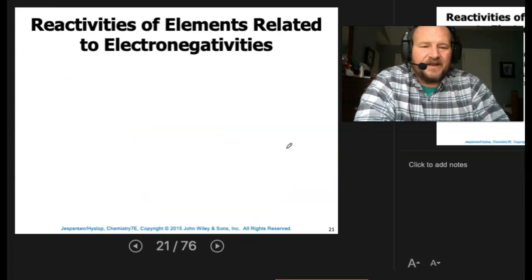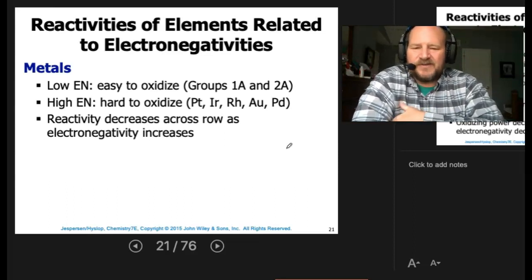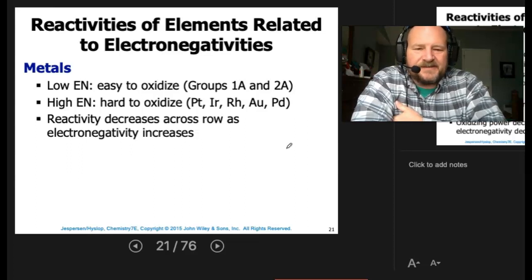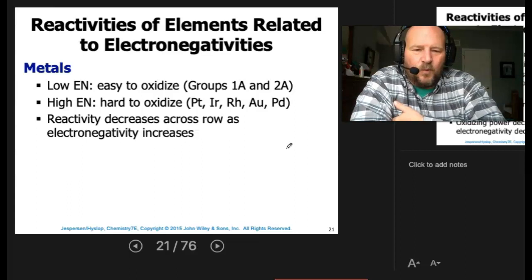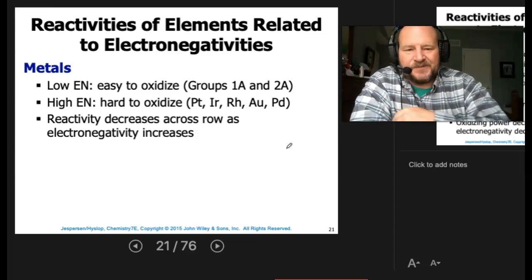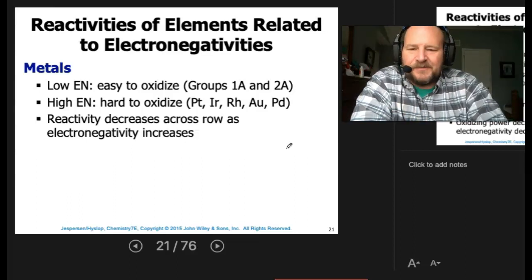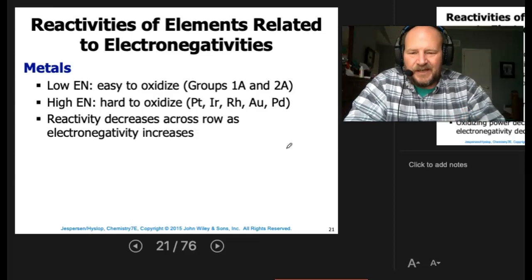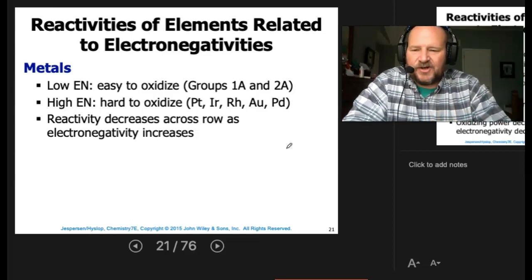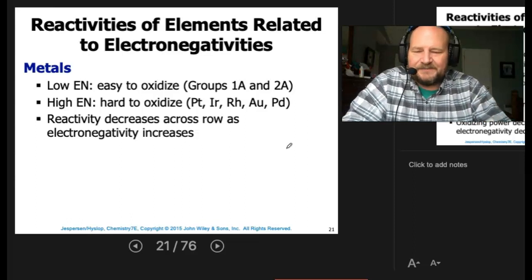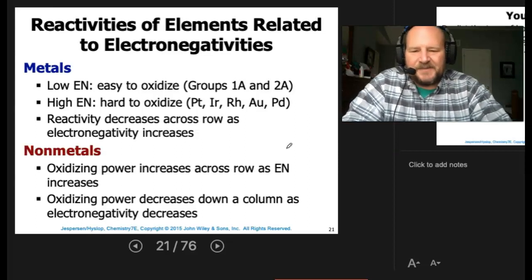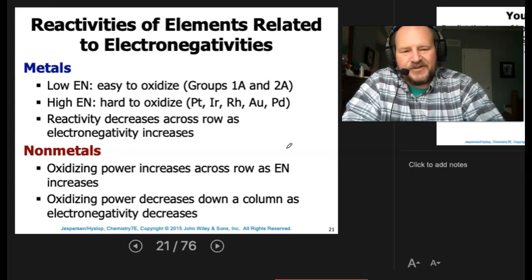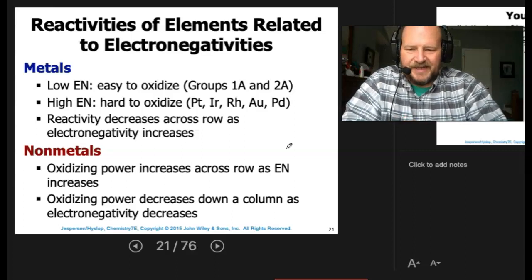All right, so reactivities of elements related to electronegativities. Metals have a low electronegativity, and it's very easy to oxidize them. And this should make sense. Electronegativity is measuring how badly an atom wants an electron. Oxidation was measuring how easily they want to get rid of their electrons. So metals, we know, want to get rid of them. That means they don't want to obtain more. It means their electronegativity will be low, but they're going to be very easy to oxidize. It's going to be very easy to take the electron away from them. If it's a high electronegativity, it wants the electron. It's going to be harder to oxidize. Reactivity then decreases across the row as the electronegativity increases. For nonmetals, their oxidizing power increases. So again, you're just playing the game with the terms for oxidation and reduction and looking at how that's going to relate to the electronegativity.